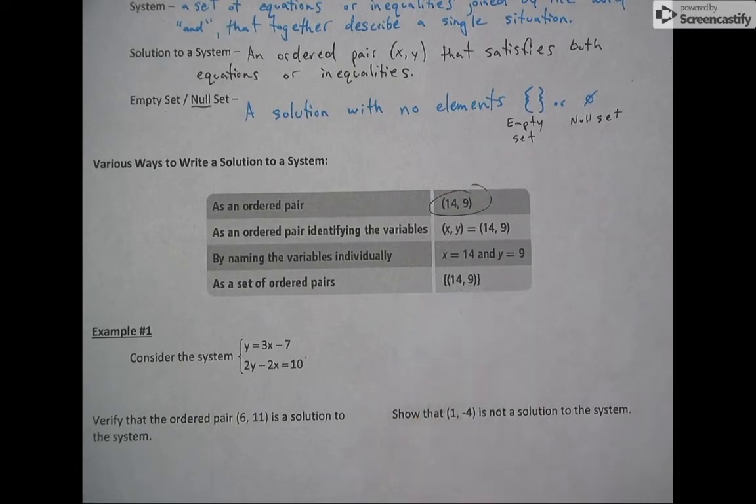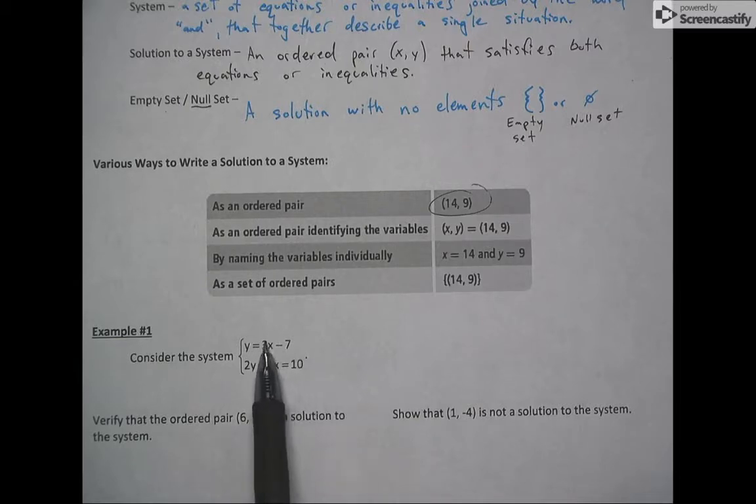It is possible to have multiple ordered pairs. So that can change based on the situation. You can have a bunch of stuff inside that bracket. All right, we're going to look at example number 1. We're going to consider this system. So we've got two separate equations.